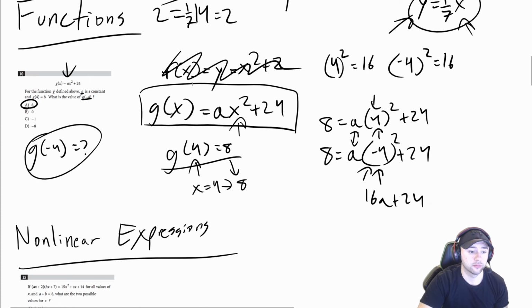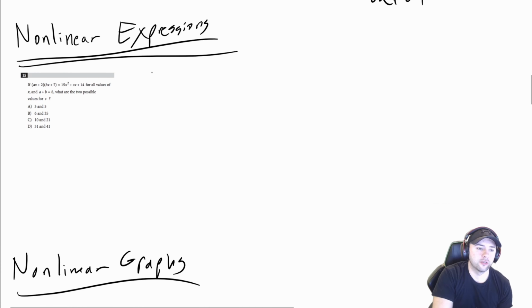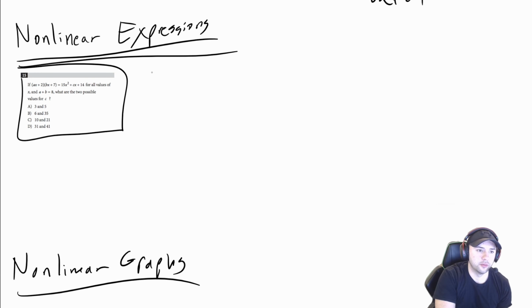For nonlinear expressions, we're going to take a look at this problem. If ax plus 2 times bx plus 7 is equal to 15x squared plus cx plus 14 for all values of x, and a plus b equals 8, what are the two possible values for c? So this would also be known as a quadratic problem.